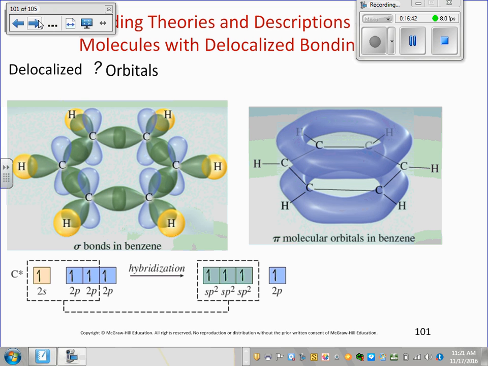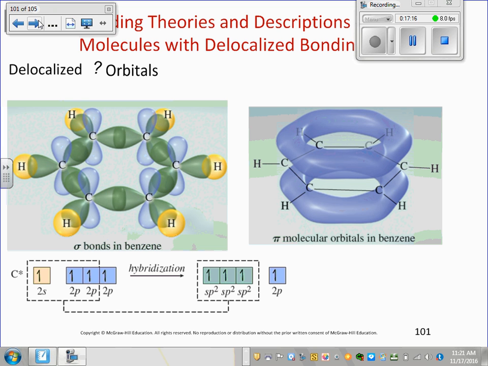How many things are on each carbon? 3. So what's its hybridization? What's its hybridization? Quick. sp2. Remember, it's got to add up to 3. So it's sp2. That tells me its molecular geometry is, no, it's not tetrahedral. 3 things. Trigonal planar.